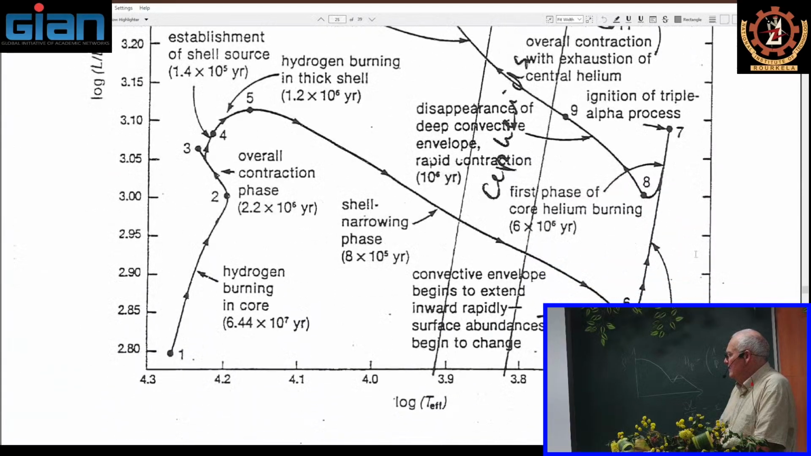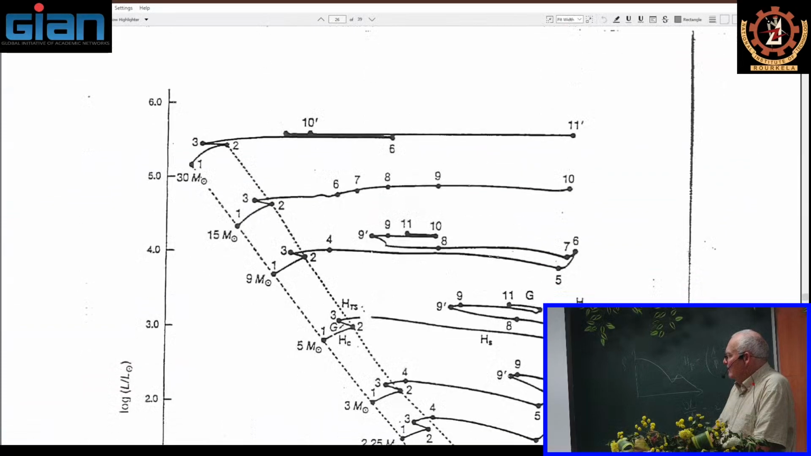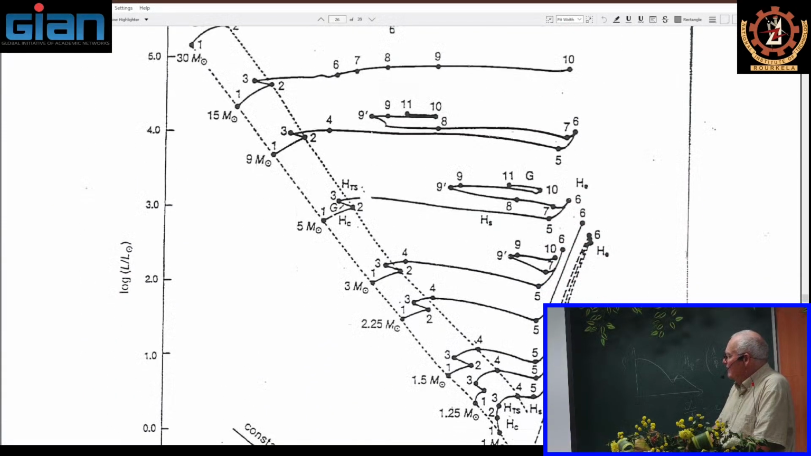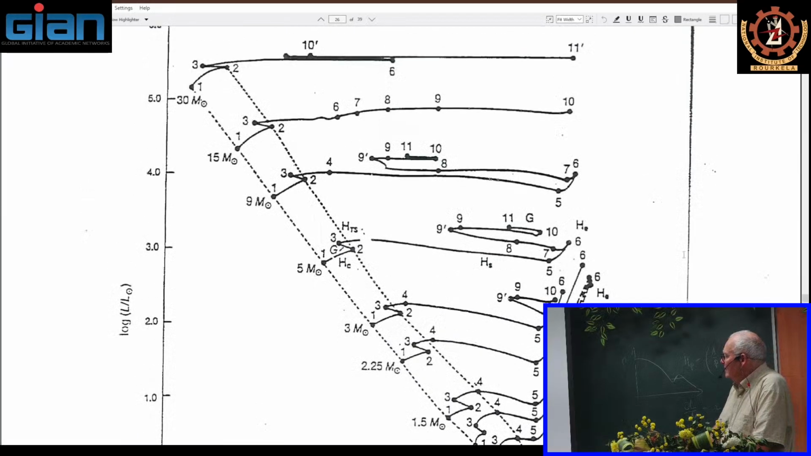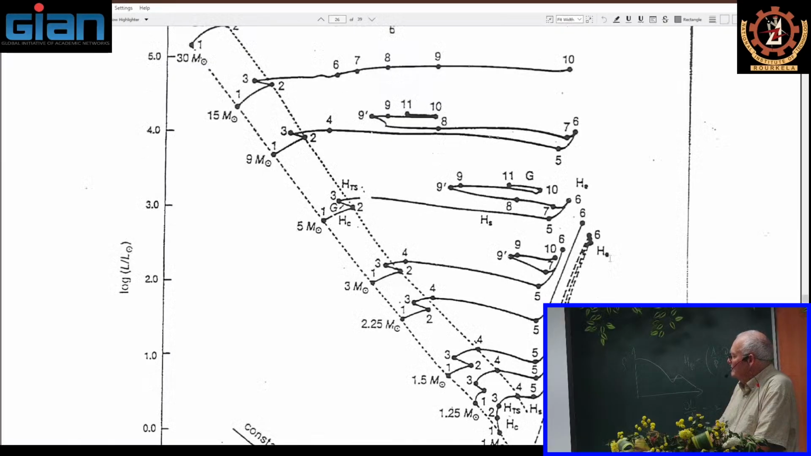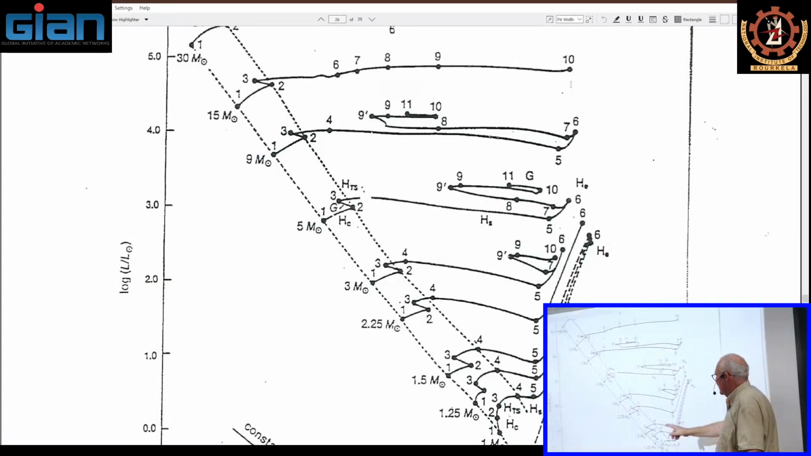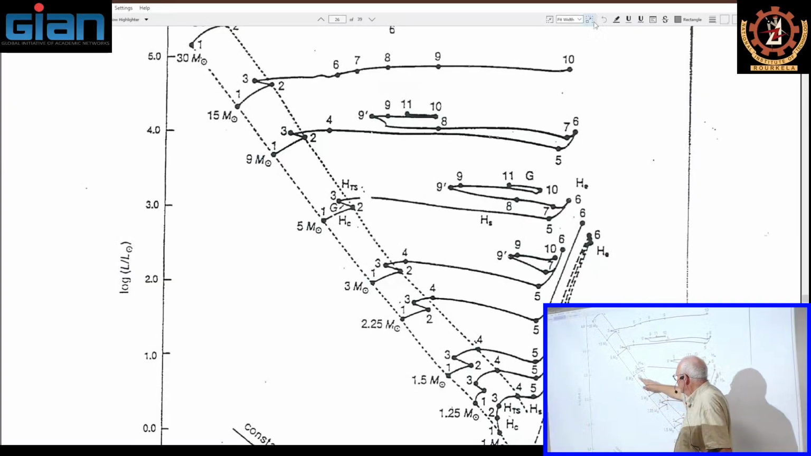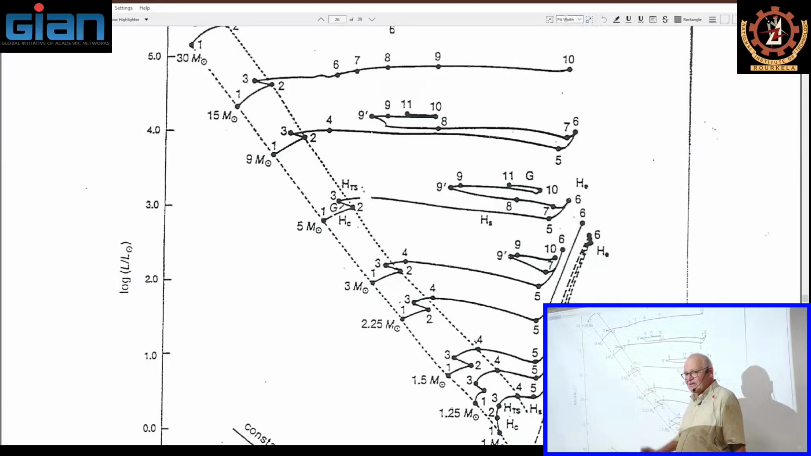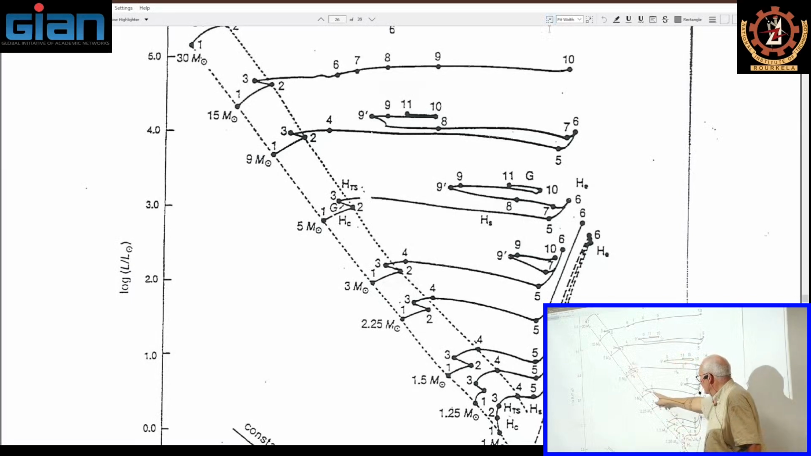Okay, what can we say more for stellar evolution? Well, here we have a Hertzsprung-Russell diagram of several evolutionary tracks between 1 solar mass and 30 solar mass. Qualitatively, all these tracks are similar. We have this main sequence phase where hydrogen is burned in the center, always between point 1 and point 2. Then we have the contraction phase. This is the small kink in any of these tracks.